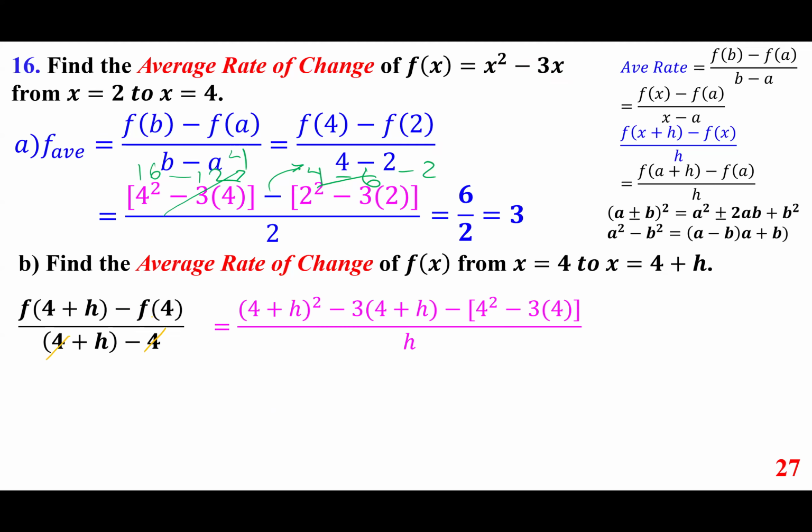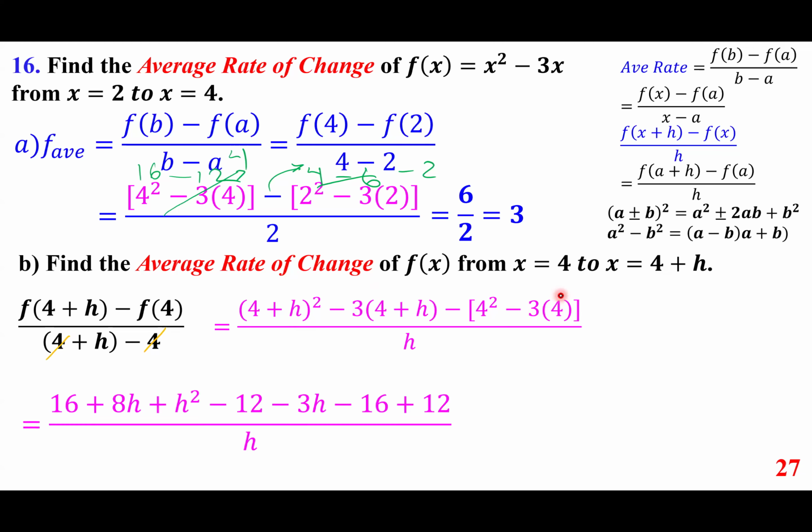Now (4 plus h) quantity squared, and we are going to use (a plus b) squared, which is a squared plus 2ab plus b squared. So this is 4 squared, which is 16. 2 times the first times the last is 8h, and then h squared. Minus 12 minus 3h, and this is 16. So minus 16, this is minus 12 plus 12.